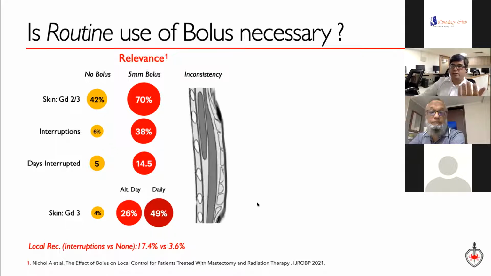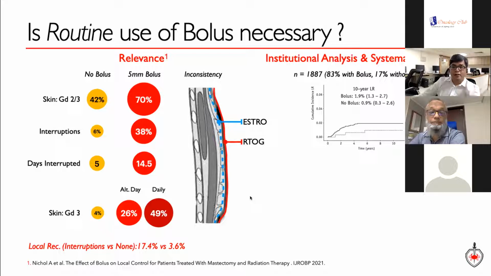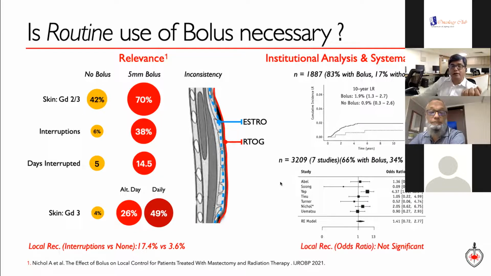And the reason why that is, is because there's an internal consistency in these guidelines. The ESTRO, in their wisdom, suggests that you should crop your chest wall target from the skin by about 3 to 5 millimeters. And the RTOG also, but the RTOG says that you should keep it on the surface to ensure that your planner knows that the skin is a target and therefore the full dose should be delivered here. But in an institutional analysis, again by the same group, in their own data set, in about 1,800 patients, 83% with bolus and 17% without, there was no difference in 10-year local recurrences. Though these curves appear separate, these confidence intervals are overlapping, the results are not significant. And then, in a systematic review of 7 studies, including about 3,200 patients, the odds ratio for local recurrence was not different between patients who were receiving bolus versus the patients who were not receiving bolus.